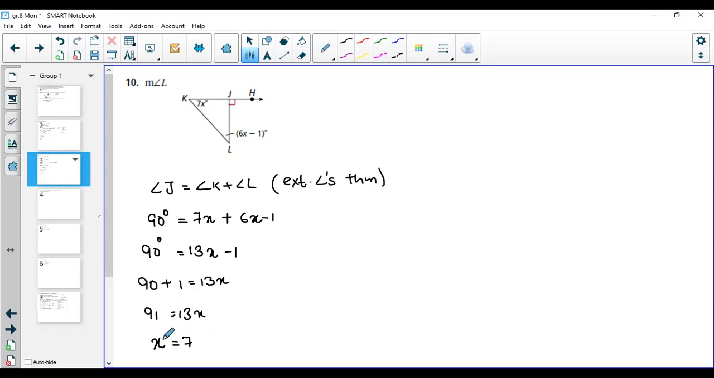Now that you have found the value of x, whichever angle they're asking you can substitute the value. They want angle L, which means they're referring to this angle. So angle L is going to be 6x minus 1 degrees, which means 6 multiplied by 7 minus 1, which is going to give you 41 degrees. So the measure of angle L is going to be 41 degrees. This is how you use the exterior angles theorem.